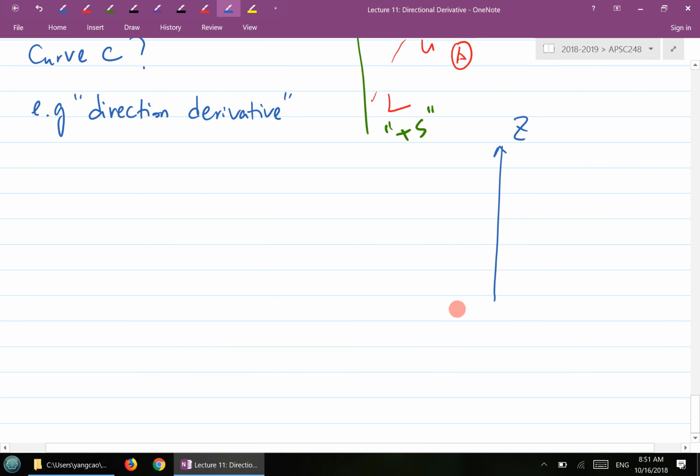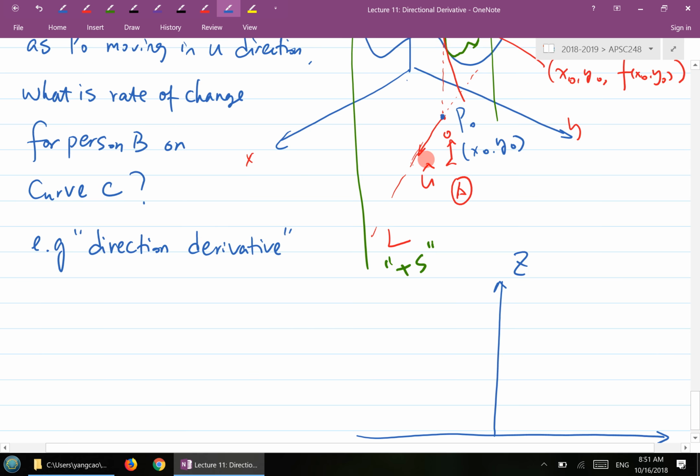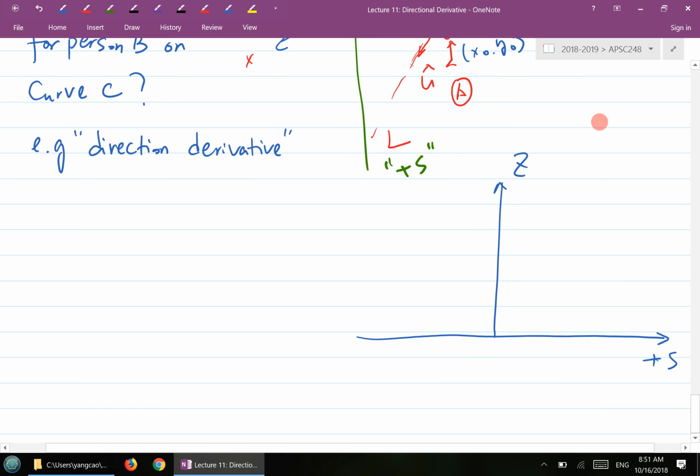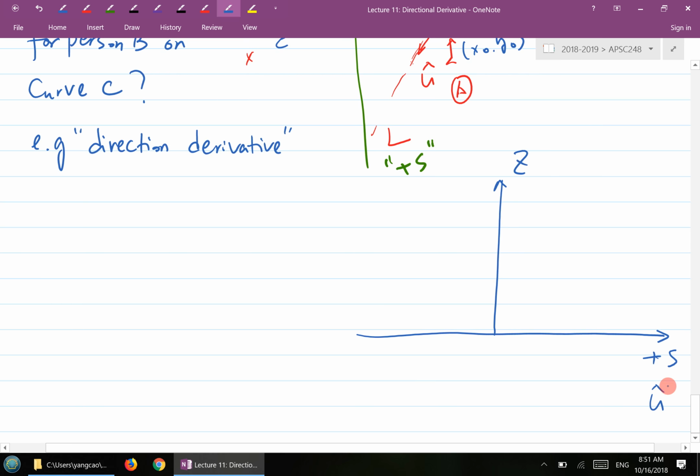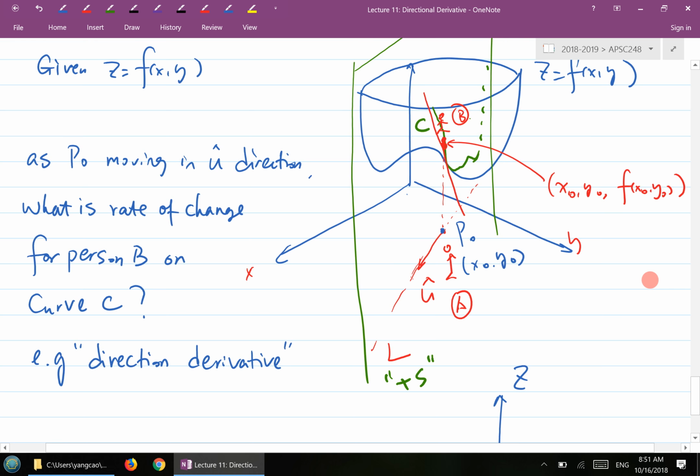And what's my horizontal axis? According to definition, the horizontal axis is the positive displacement. But in this case, the positive displacement is given by what? Given by the u hat. So basically, you have this u hat direction. Okay, now I have established this coordinate system.